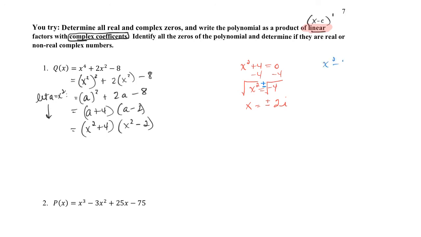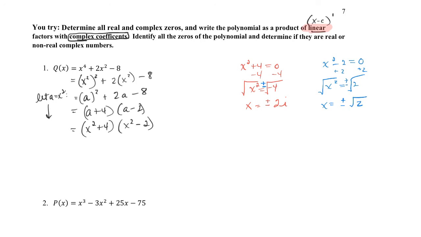x squared minus 2 equals 0. Add 2 to both sides, and so x squared equals 2. Again, I'll take the square root of both sides, plus or minus. And so x equals plus or minus the square root of 2. Those are my zeros.